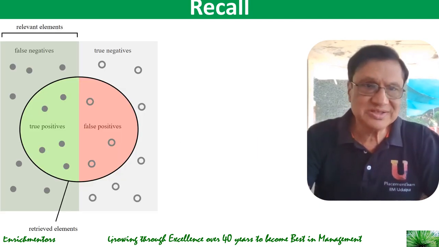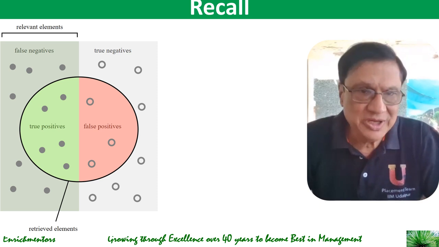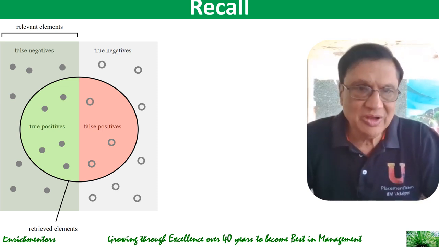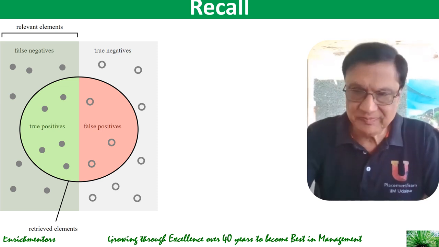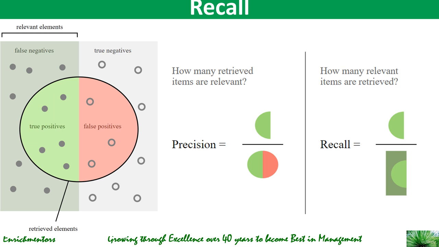We will define mathematically what precision is as we go forward. Recall is about how many relevant items were retrieved. Now let's understand these relevant items in this matrix on the left-hand side. You have this whole set of data that consists of true positives, false negatives, false positives, and true negatives. Now, true positives and false positives are from the data that you have retrieved.